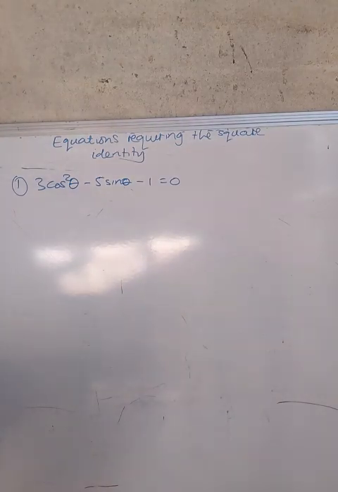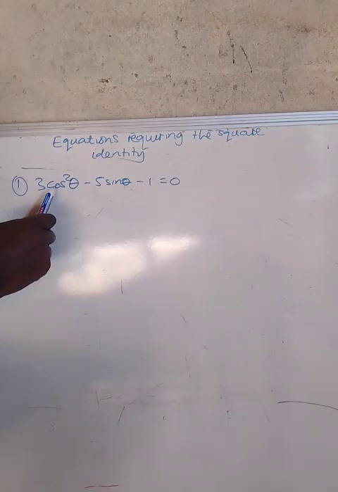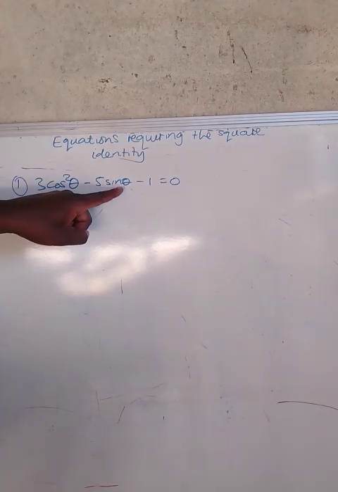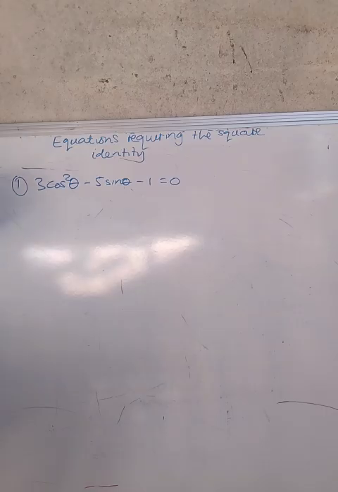Right. Today we want to talk about the equations which require the square identity. We have a situation like this. We need to find the general solutions. As you can see here, we have cos and we have sine. If we see anything like this, if we have cos and sine, then what are we supposed to do?